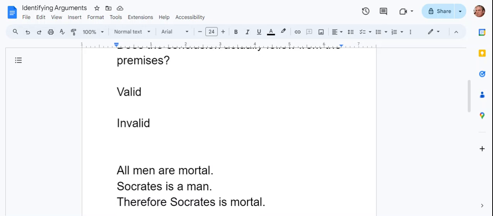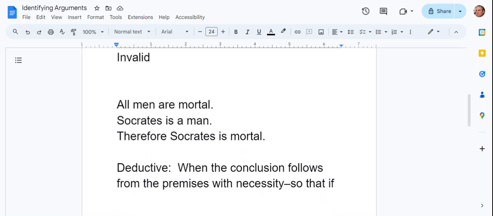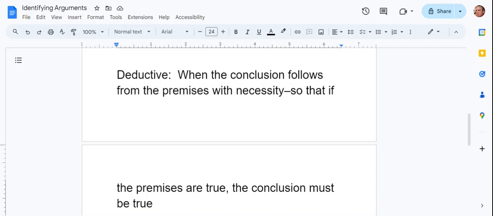Well, intuitively, sure, it does actually follow. In fact, it follows with necessity. This is a deductive argument. A deductive argument is an argument where the conclusion follows from the premises with necessity. And what does that mean, with necessity? Well, if we say with necessity, what we're saying is that if the premises are true, then the conclusion must be true. That is, there is no universe in which the premises are true and the conclusion is not true.